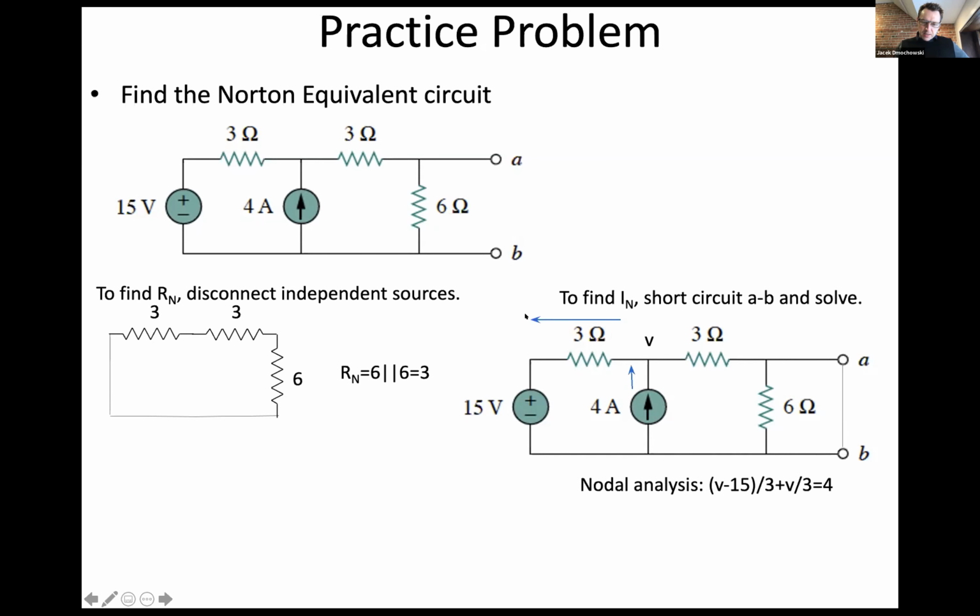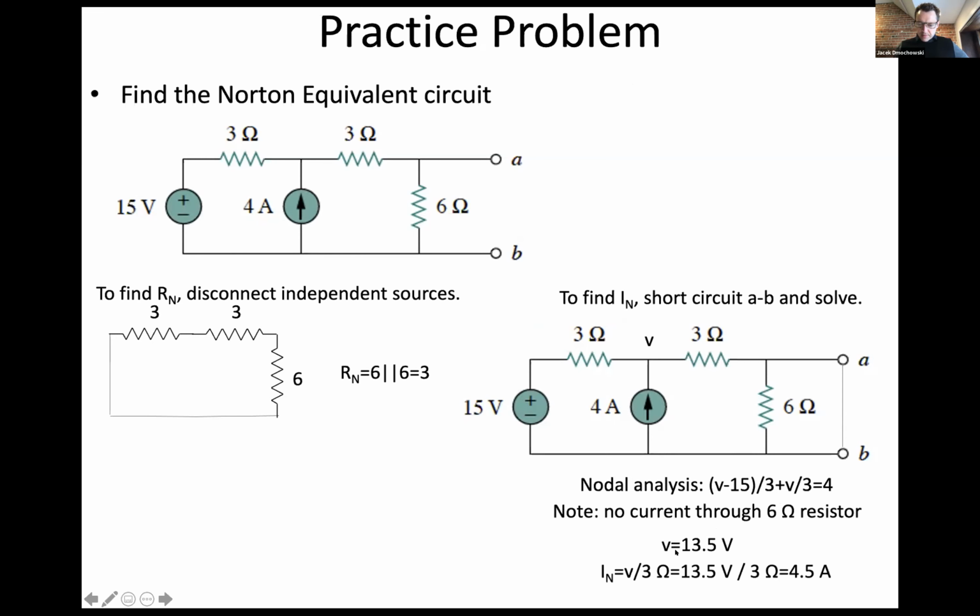Actually, I did it backwards here. The way I did it was like this, right? So this current here is the 4, that's flowing in, and then flowing out is (V minus 15) over 3, and this is (V minus 0) over 3. Okay. And then there's no current through the 6 ohm resistor. So you can just solve this equation for V, you get 13.5 volts, which means that the Norton current, which is the current that flows from A to B, is equal to V over 3, which is 4.5 amps.